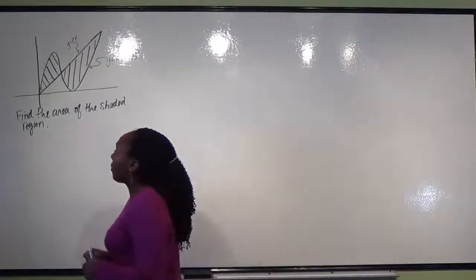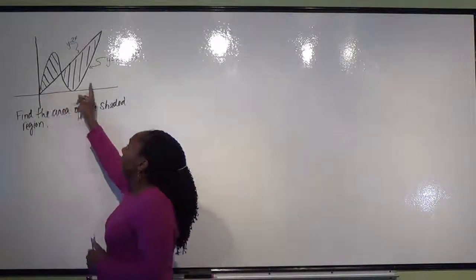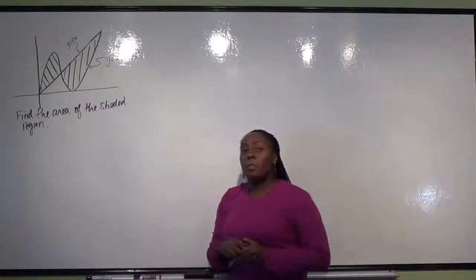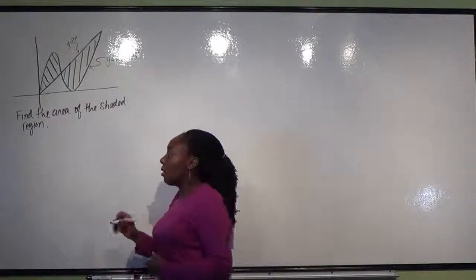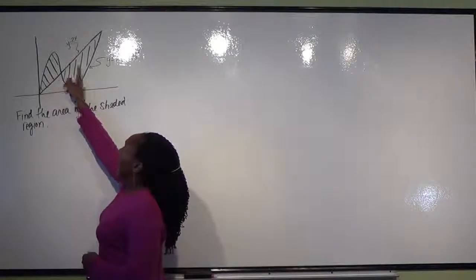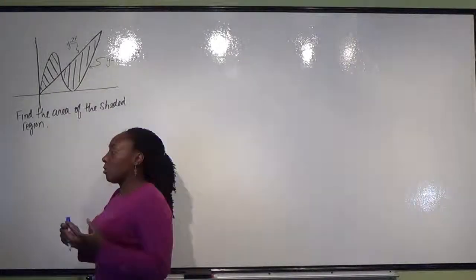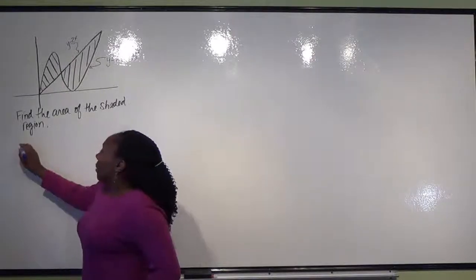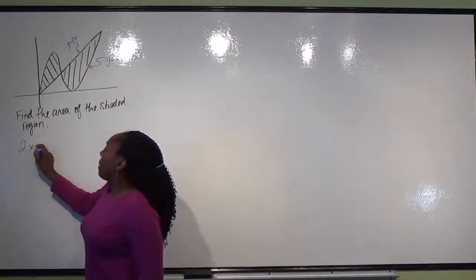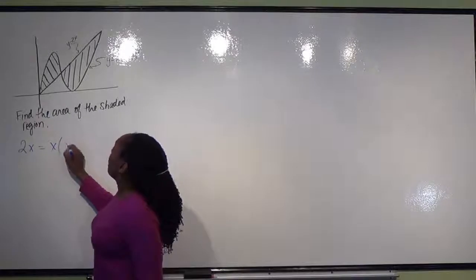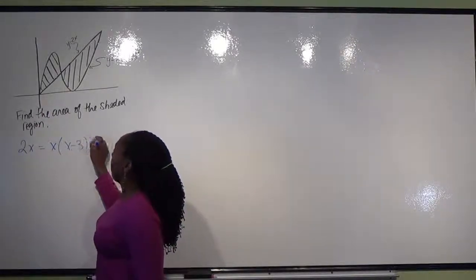Okay, so again, the first thing I want to do is find those intersection points. To do that, I'm going to start by setting the two equations equal to each other and solving for the intersection points. So here we're going to let 2x equal x times (x minus 3) squared.